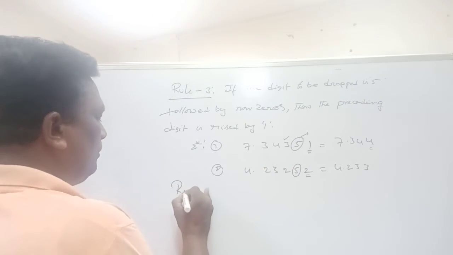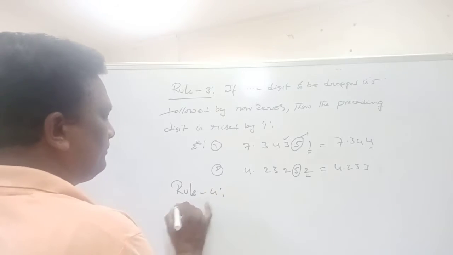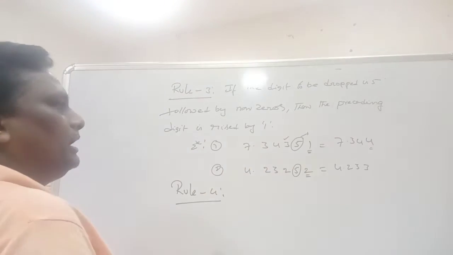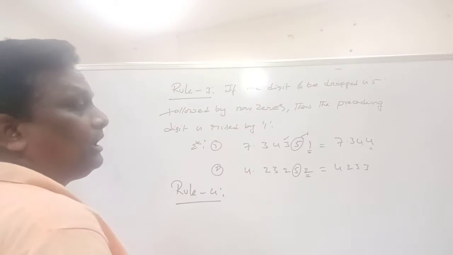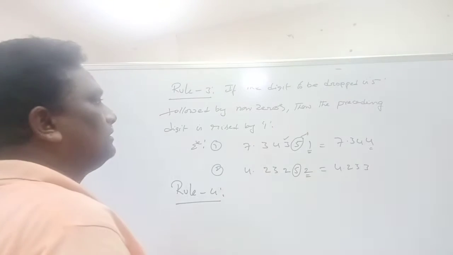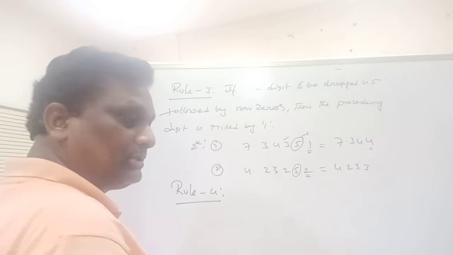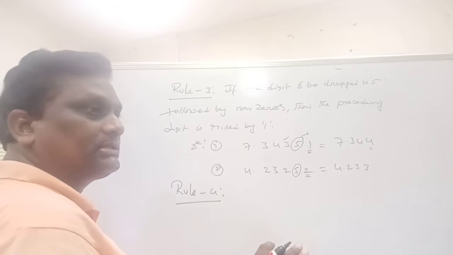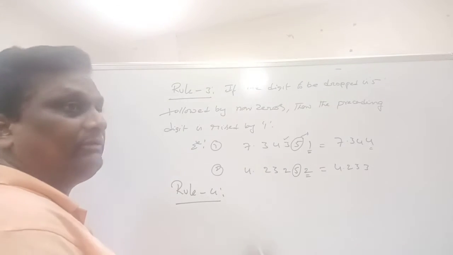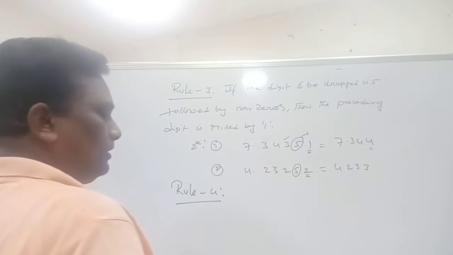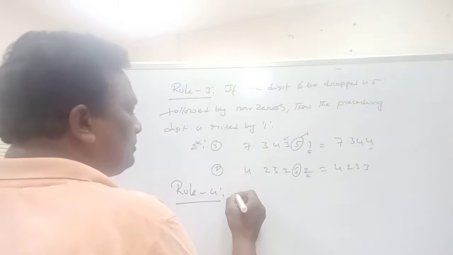Now rule number 4. See the rule number 4, very simple. If the digit to be dropped is 5 followed by zeros, then the preceding digit is left unchanged if it is even. Means, in rule number 4, we have two conditions.